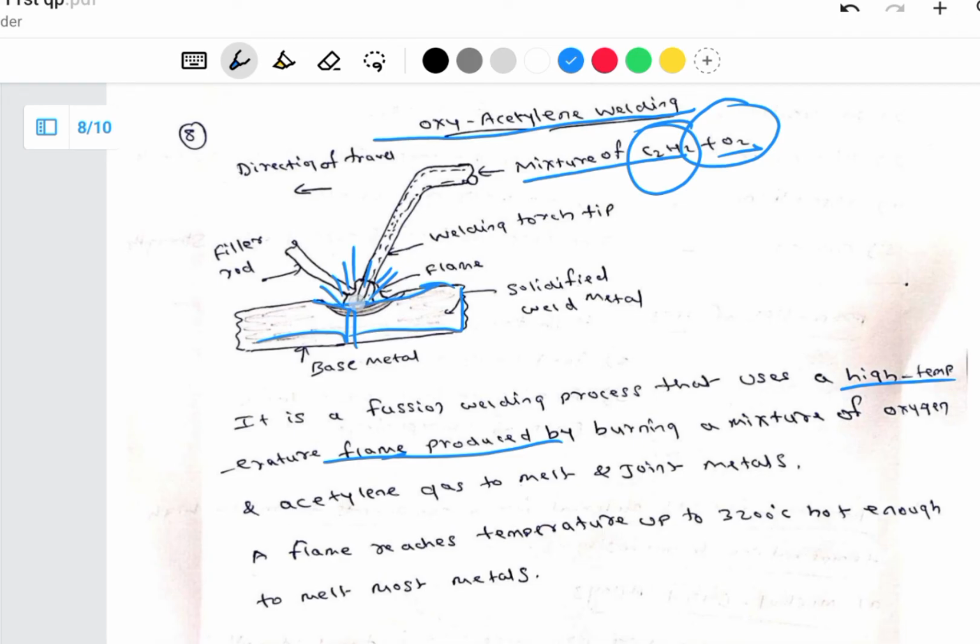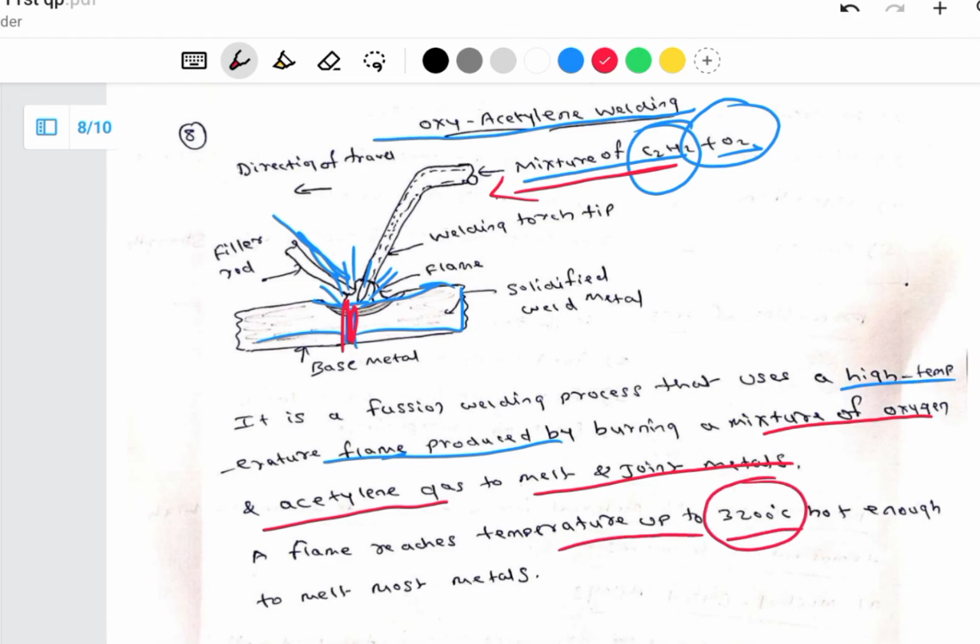So it will melt these two materials as well as the filler material. Filler material means the material which gets consumed, which melts. Such melted material will be filled into the gap, and it will make the perfect joint. Oxygen and acetylene gas is used for joining and melting the metals. The flame reaches a temperature of up to 3200 degrees Celsius. The temperature at this point will be 3200 degrees Celsius. Then only it is possible.